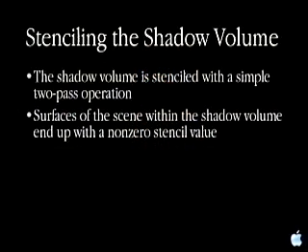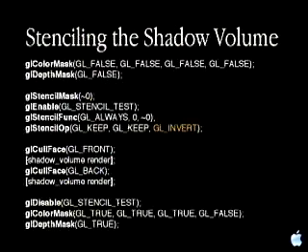After we have made our shadow volume, we will stencil it with a pretty simple two-step operation. And at the end of the stencil operation, we'll have a stencil buffer where the stencil buffer will have non-zero values where the scene geometry intersects the shadow volume. Here's the code for that.